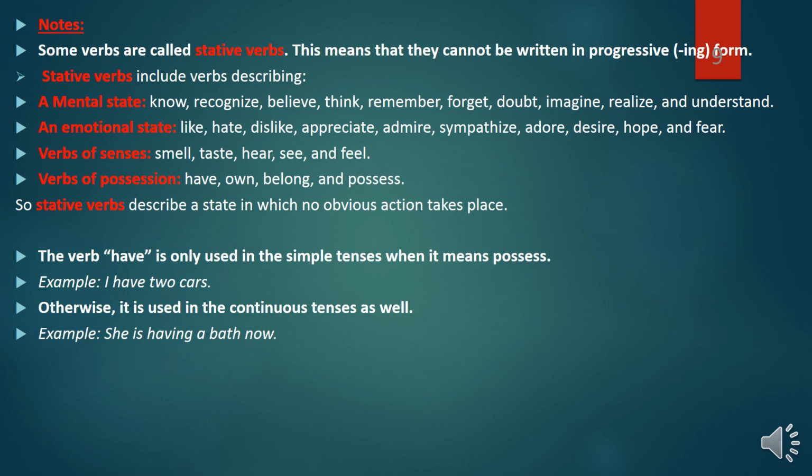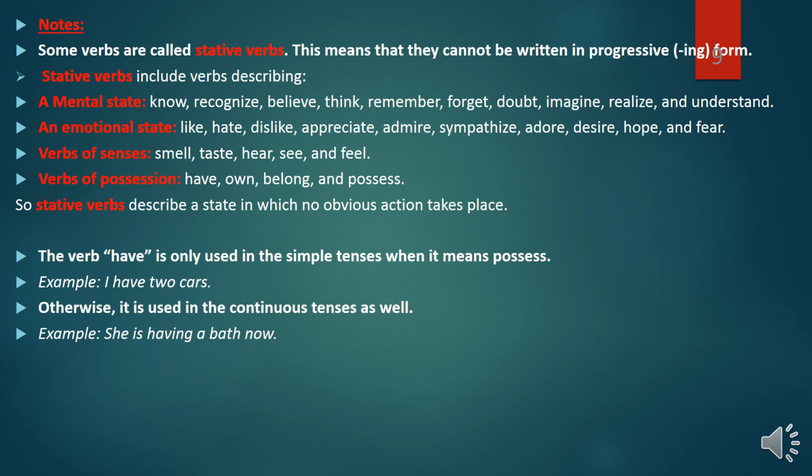I cannot say I am hoping, I hope. I cannot say I am loving, I love. I cannot say I am admiring, I admire. So in this case, we cannot use the ing form also.